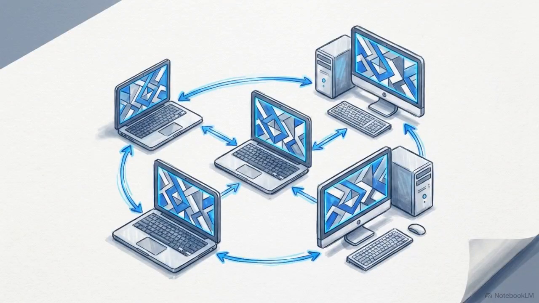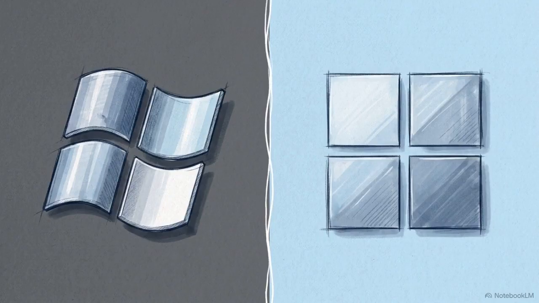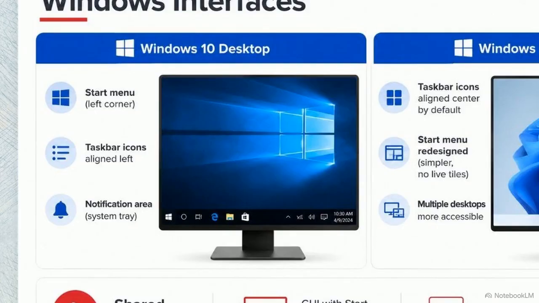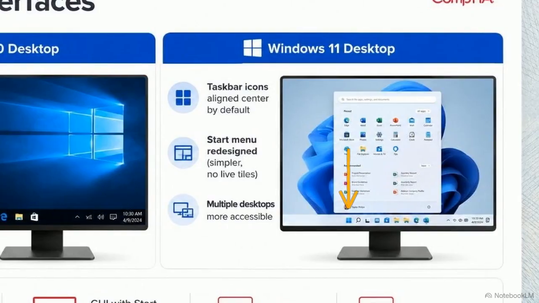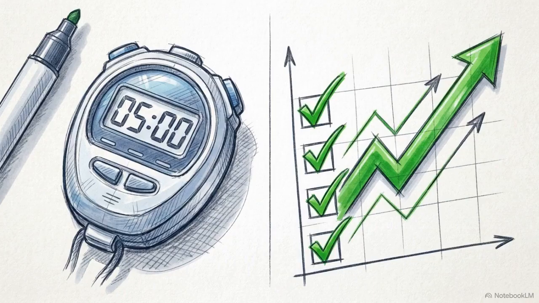While these configurations are standard across the ecosystem, the initial interface you encounter depends on which version of the operating system you're running. As you can see in these desktop layouts, Windows 10 keeps the Start menu and taskbar icons in the traditional left corner, while Windows 11 shifts these elements to the center of the screen by default. Spending 5 minutes on these baseline settings now prevents significant productivity losses and troubleshooting hurdles later.